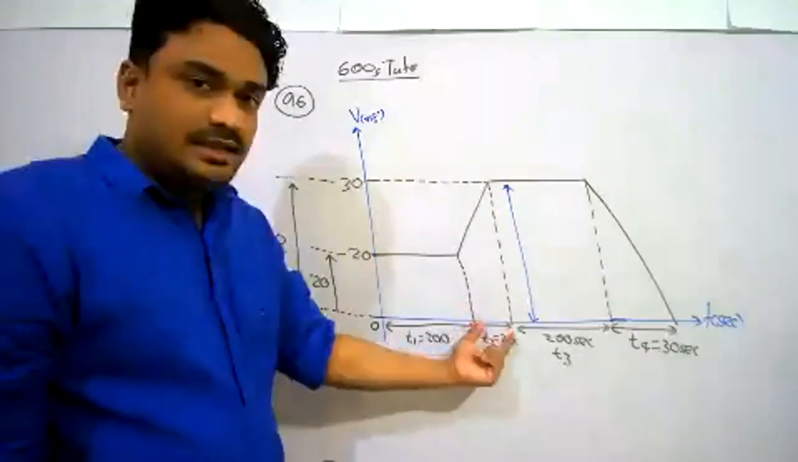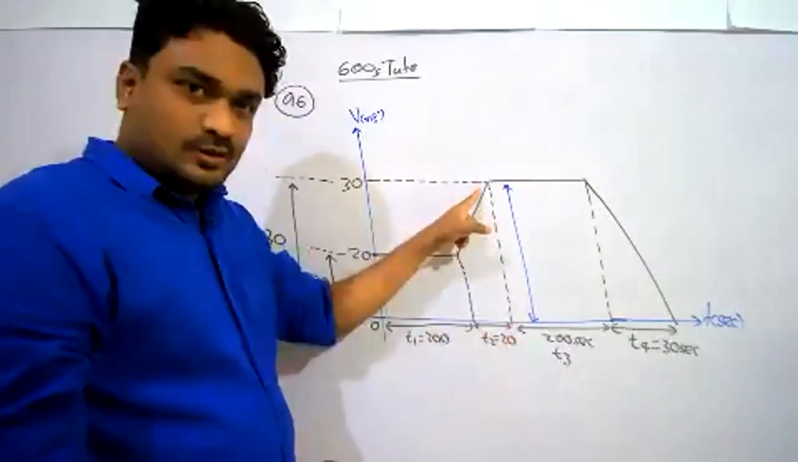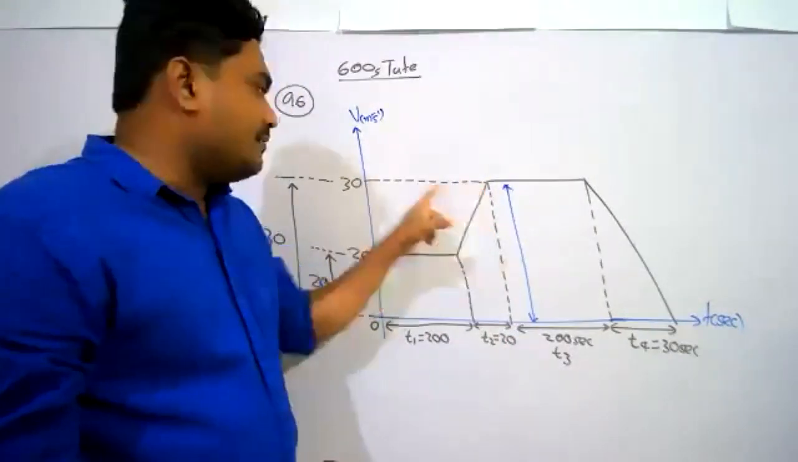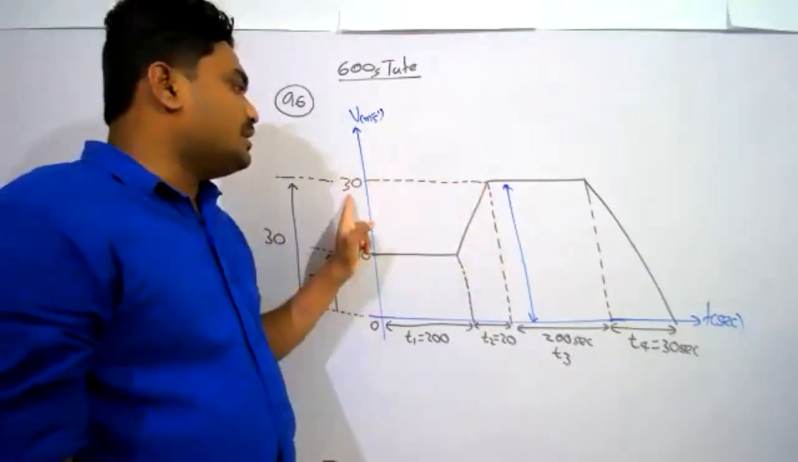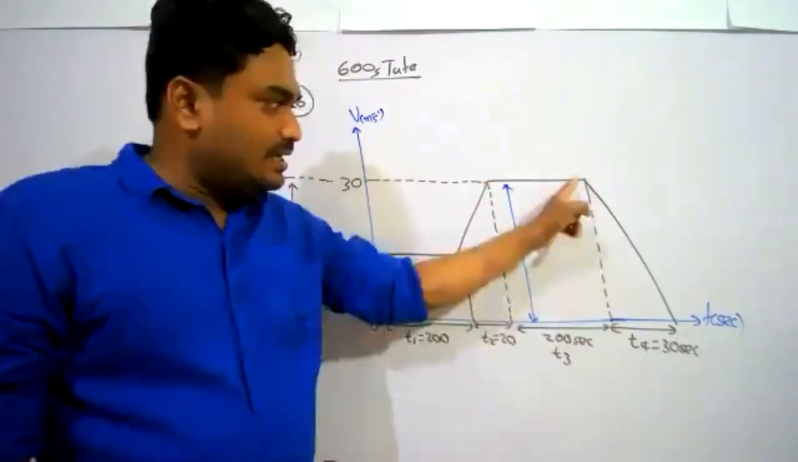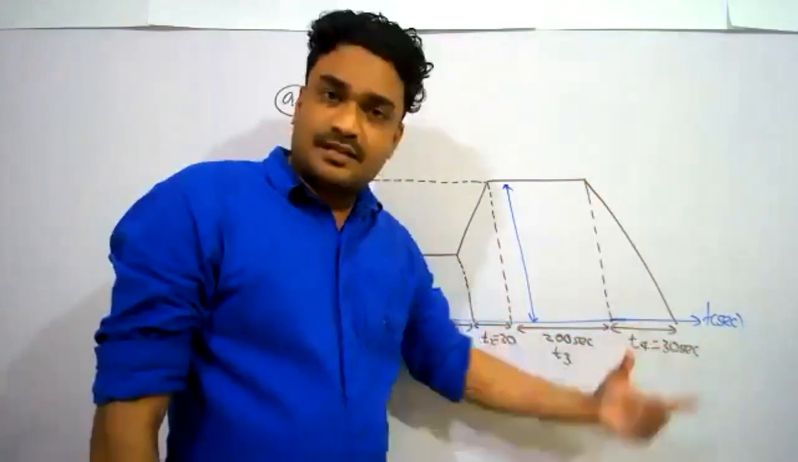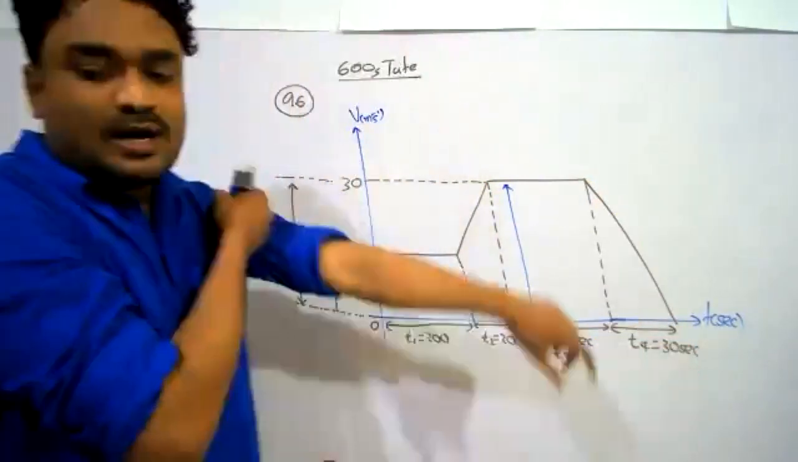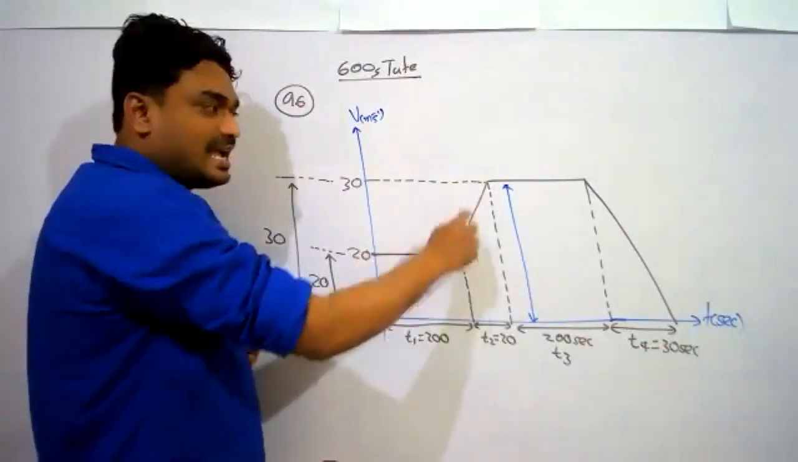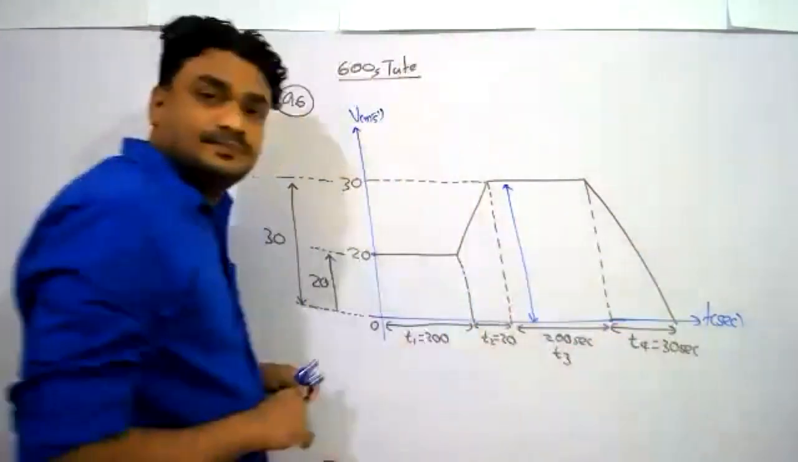Within the next 20 seconds, the velocity increases from 20 to 30. So there's an acceleration. After that, the vehicle travels with the obtained velocity of 30 meters per second for a period of 200 seconds. And finally, during the last 30 seconds of the time period, the object comes to rest. So what kind of motion is this? Constant velocity, acceleration, constant velocity, and deceleration.